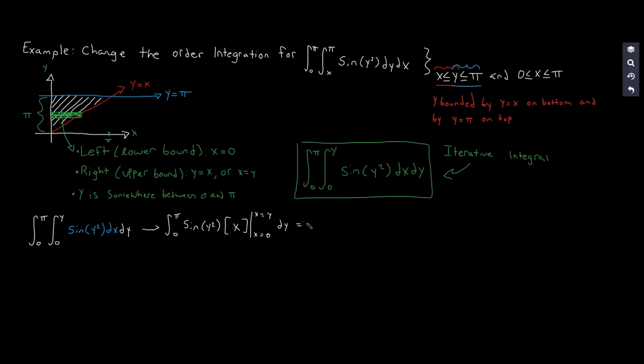And so now it's going to be the integral from 0 to pi for y times sine of y squared dy. And what is this? We can solve this with u substitution, I think. Yeah, this integral can be solved with u substitution. So let's do u sub.